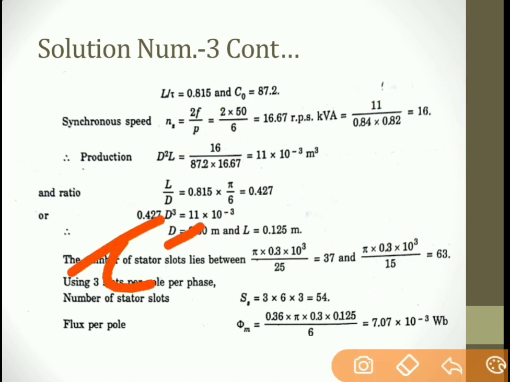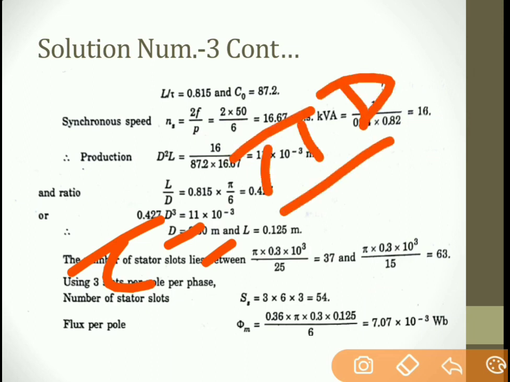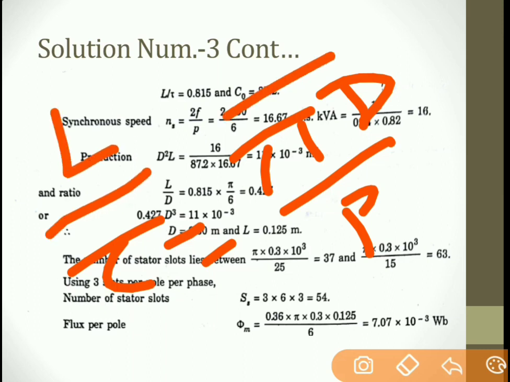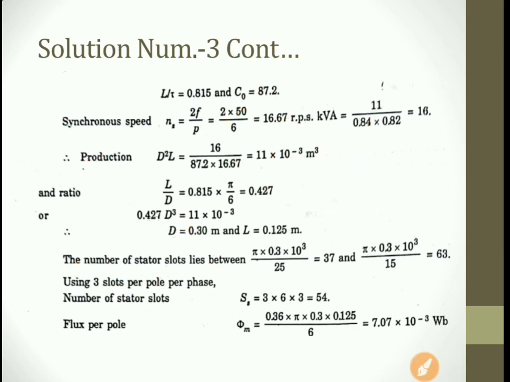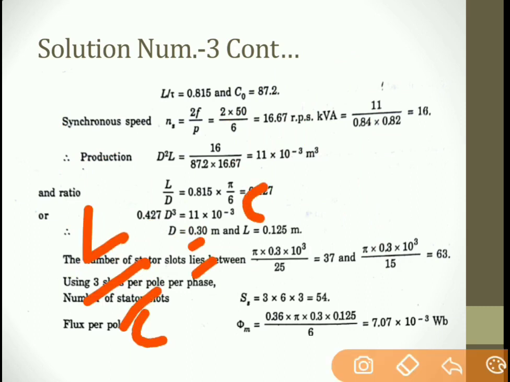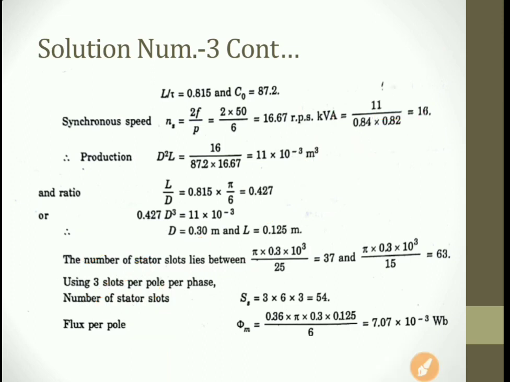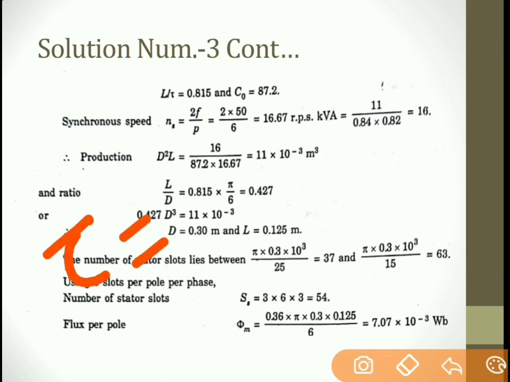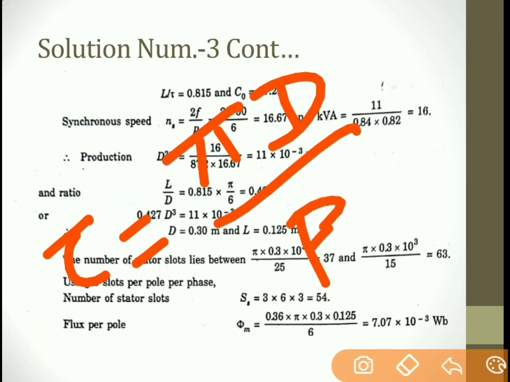Again tau, which is the pole pitch, equals pi d by p, right? L by tau is known. So by using these two equations, what are the two equations I am going to use? First is L by tau equals 0.815. Second is tau equals pi d by p. Here p is equal to 6, that is known, and pi is a constant, that is also known.